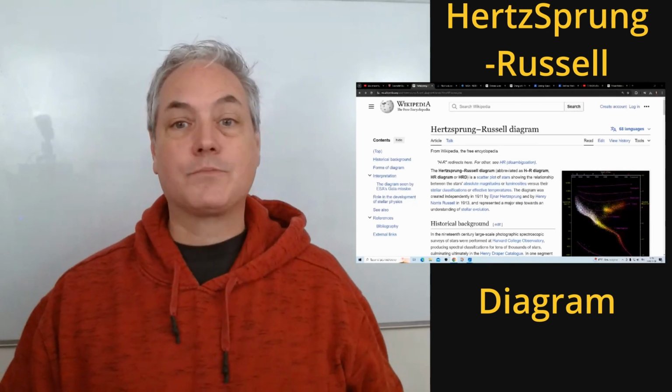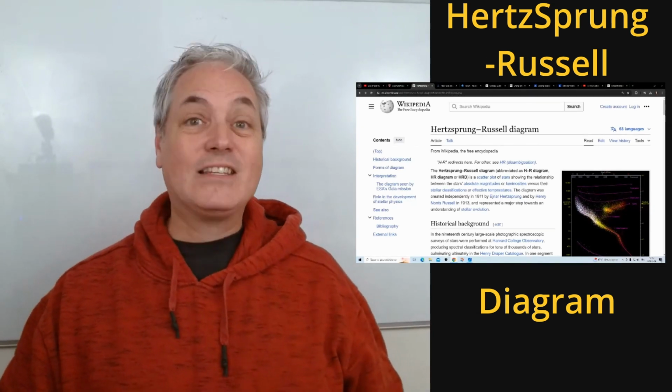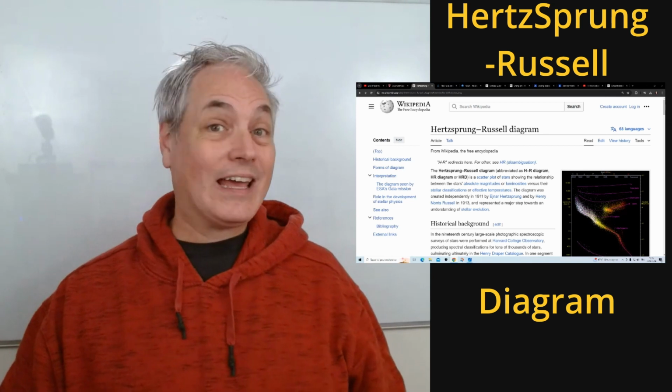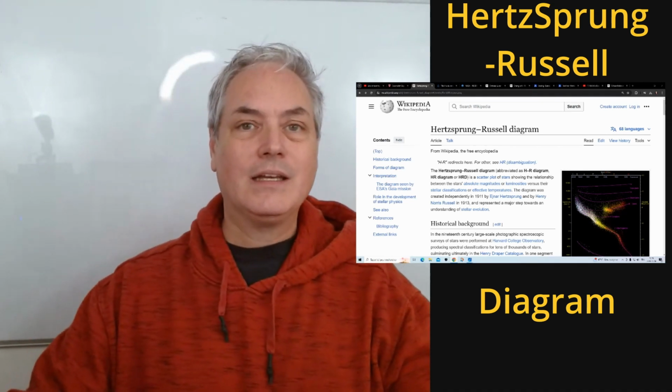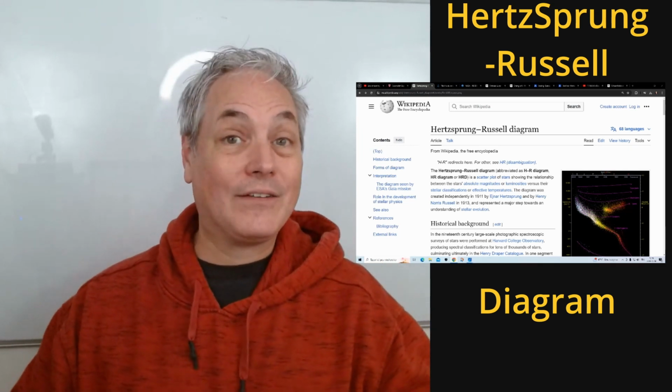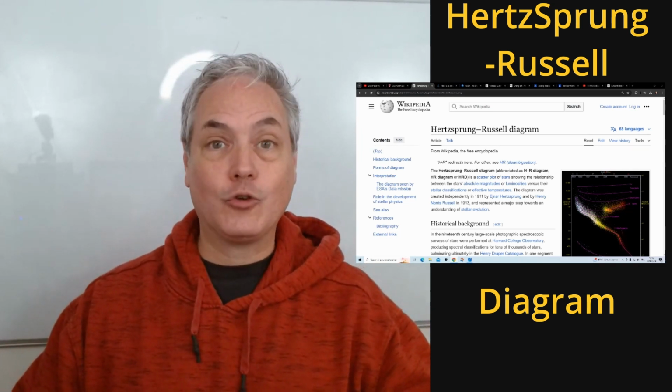Have you ever heard of the Hertzsprung-Russell diagram? It's used by astronomers and astrophysicists to better understand stars, but also classify them and have a better idea on their life cycle. So let's see if we can have a look together.